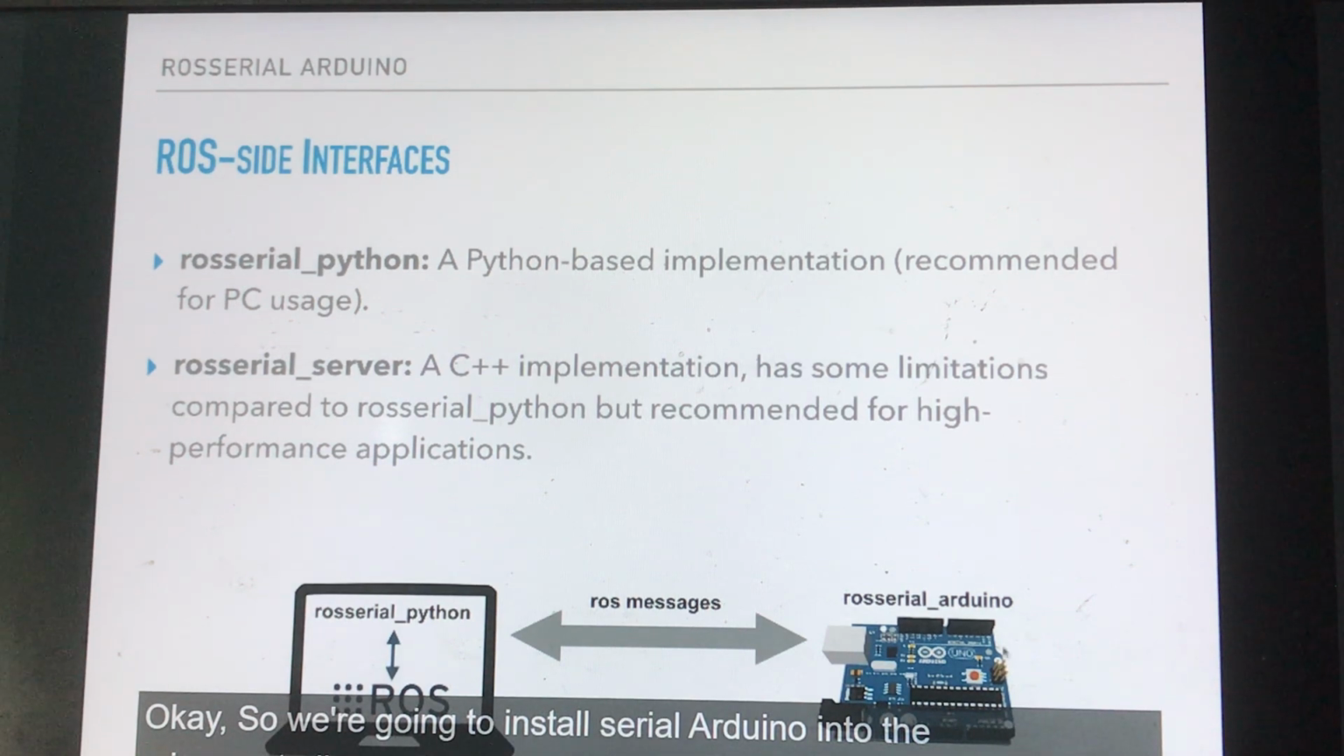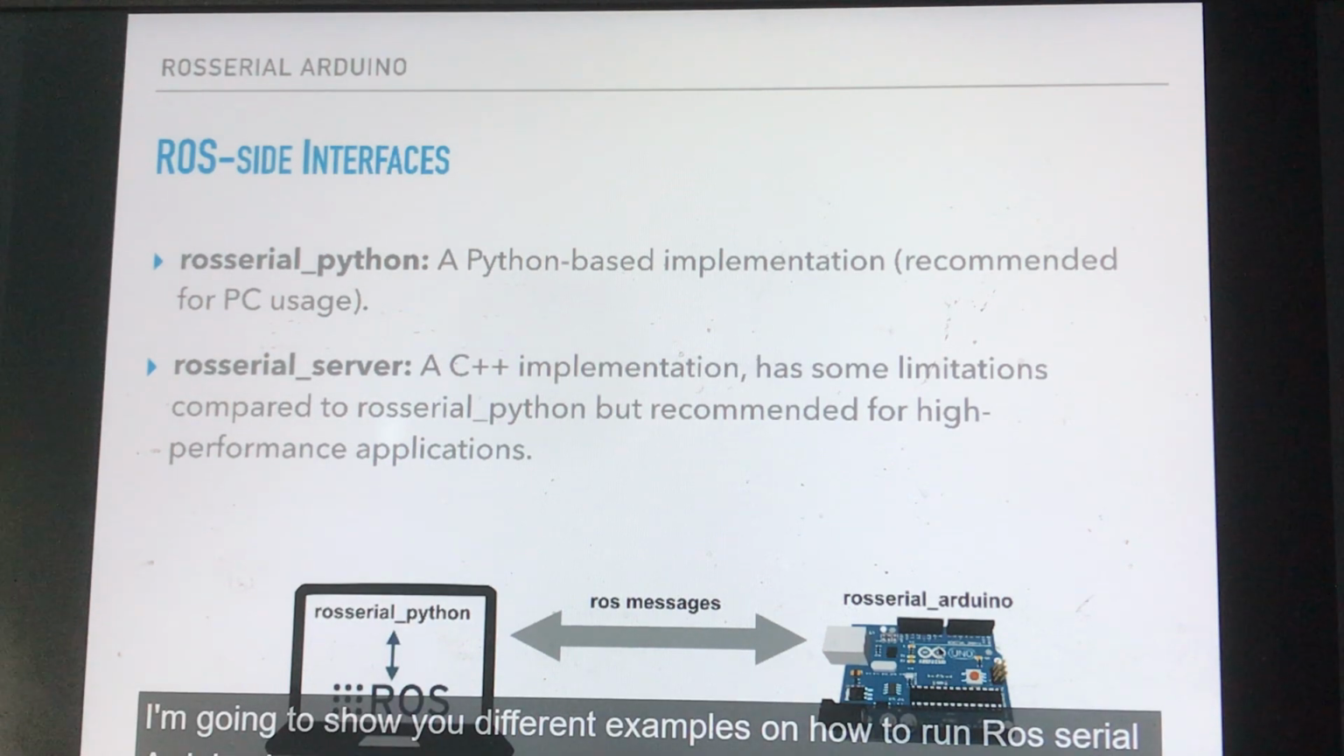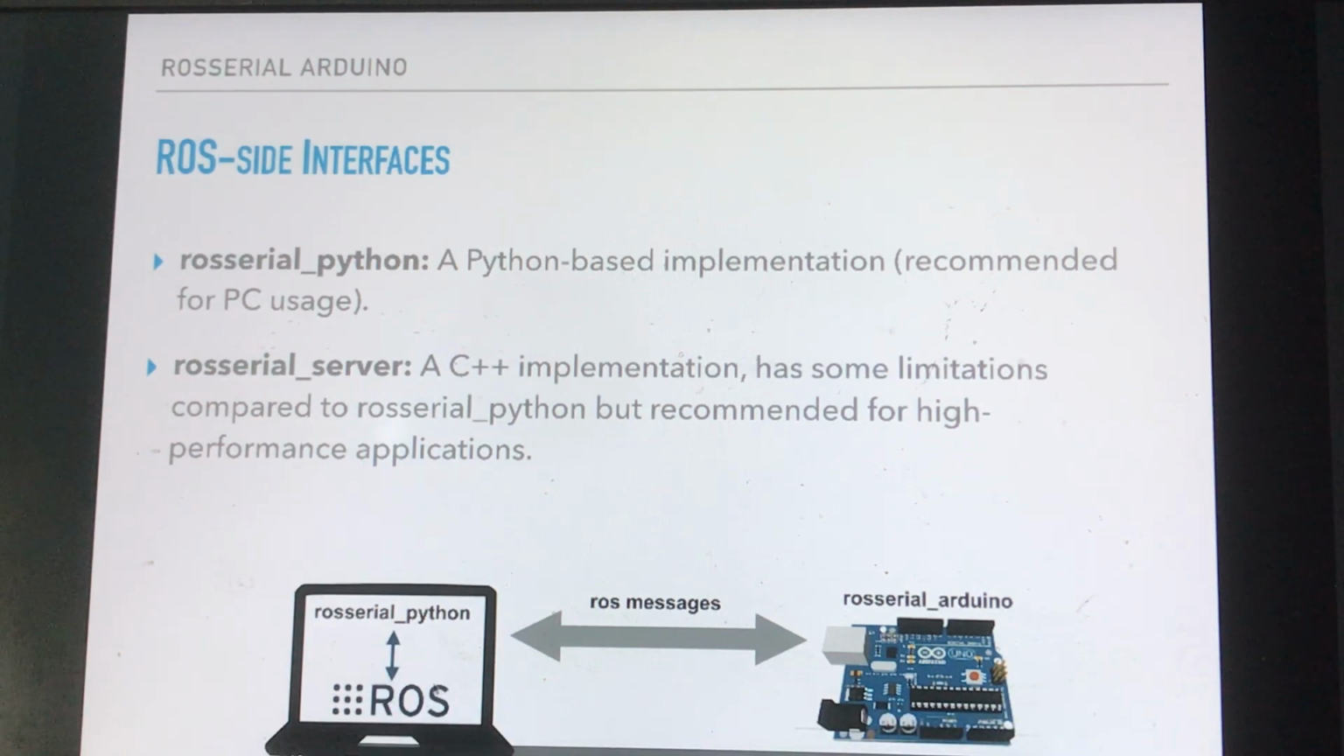So we're going to install ROS serial Arduino into the microcontroller so that we can run ROS commands inside. For example, we can run publisher, we can run subscriber. I'm going to show you different examples on how to run ROS serial Arduino in an Arduino system. And on the other side, we must have a special node running that will actually make the interface between the ROS serial Arduino and the ROS ecosystem.